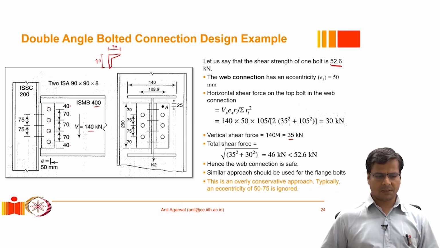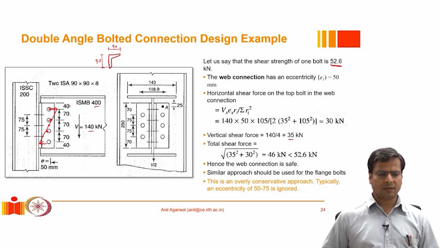Now we know that the eccentricity between this plane and this location, that's where the force transfer is happening through the angle, is 50 millimeters. So if this eccentricity is 50 millimeters, we can calculate how much moment, or how much additional force, will be acting on each bolt. The neutral axis of this bolt group will be somewhere here, and we can calculate how much additional force will be present in each bolt, like so.